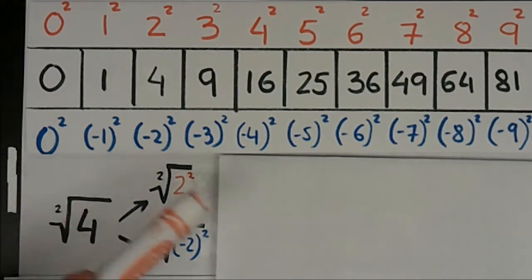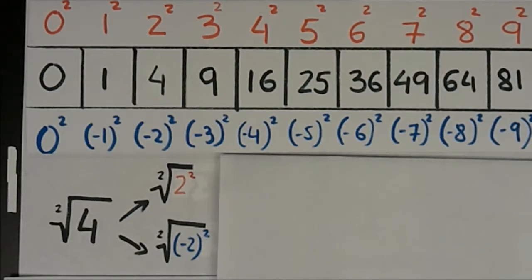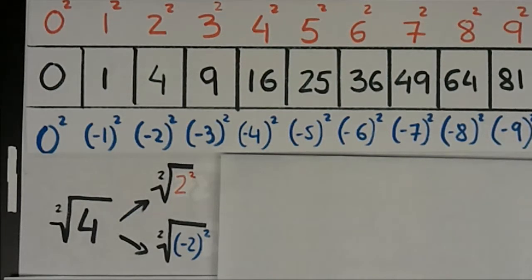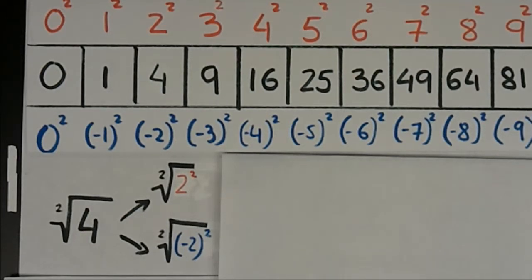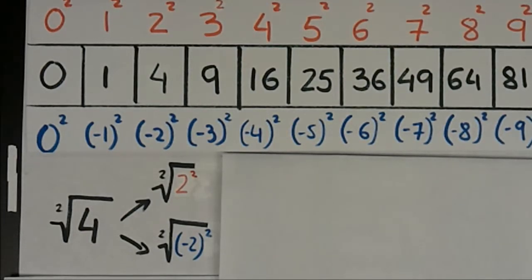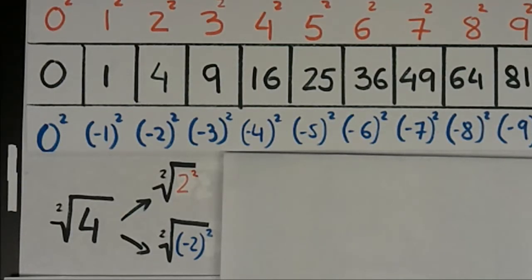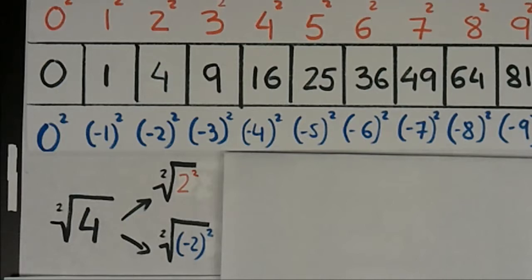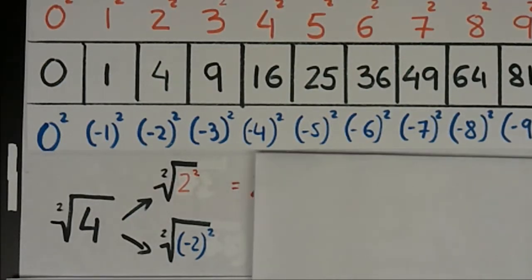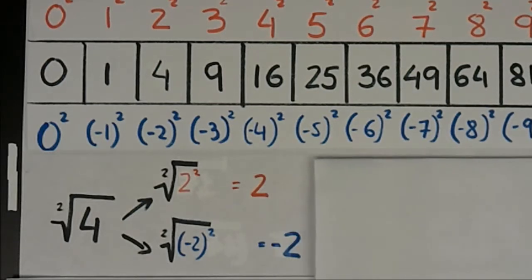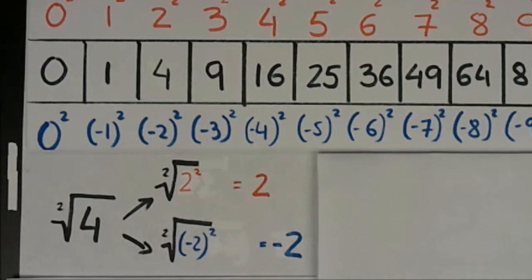So far I haven't really done anything. I just rewrote the 4 in one of its two possible exponential forms. And remember what I told you to do? When you have a radical and an exponent to the same power, what do they do to each other? They cancel each other out. Very good. So you're left with this, a 2 or a negative 2.